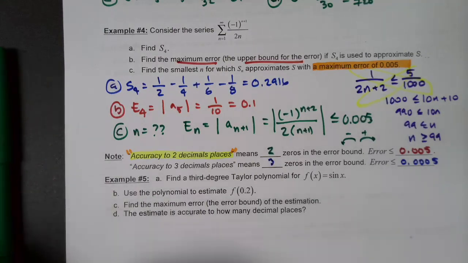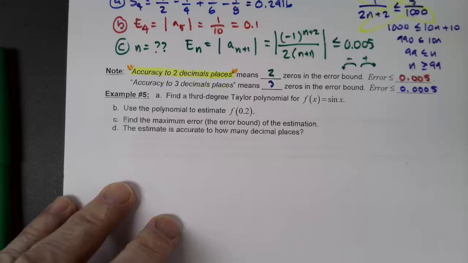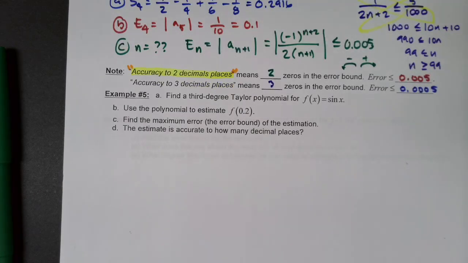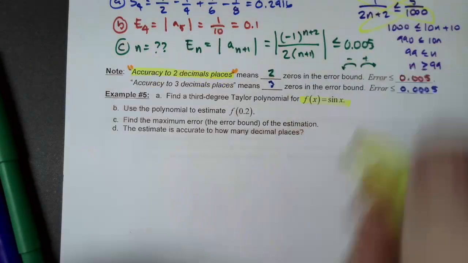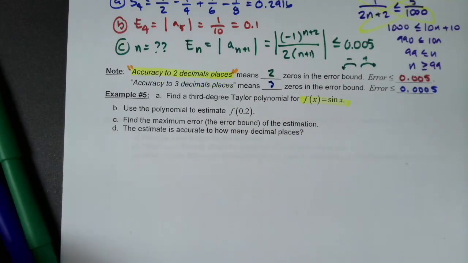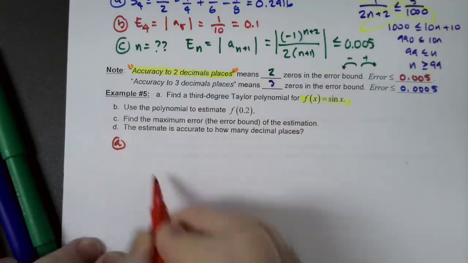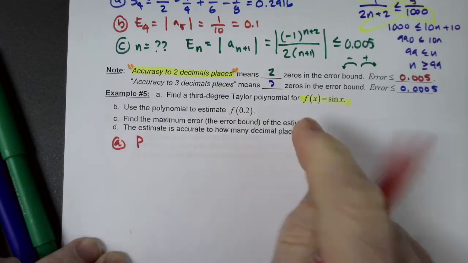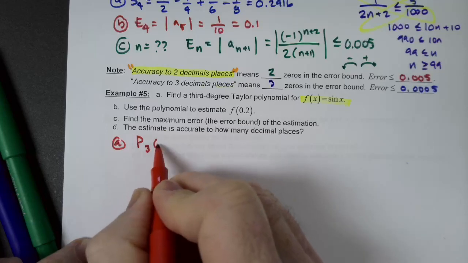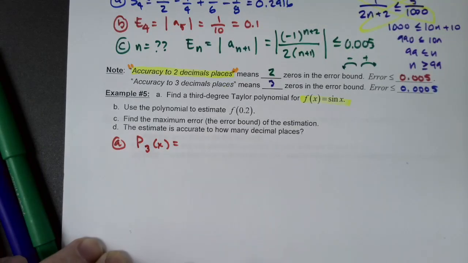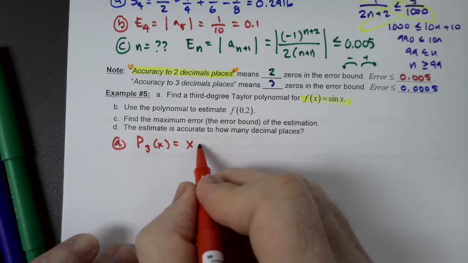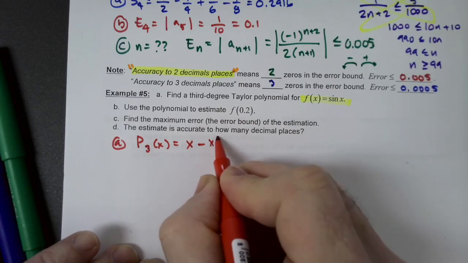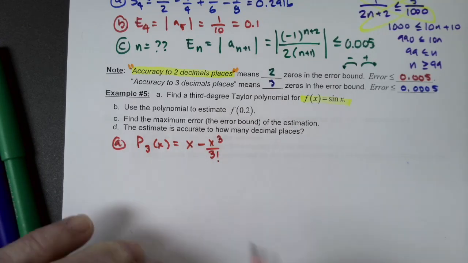So let's do another one here. It says find a 3rd degree Taylor polynomial for the sine of x. Well, that's one that we have memorized, right? We know what that Taylor polynomial is going to look like. We know that the 3rd degree, I'll put a 3 here. Remember, sine is our odd function, so it'll be the x to the 1st power, and then minus our x cubed over 3 factorial.